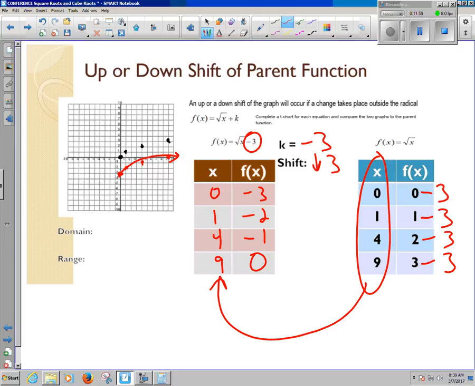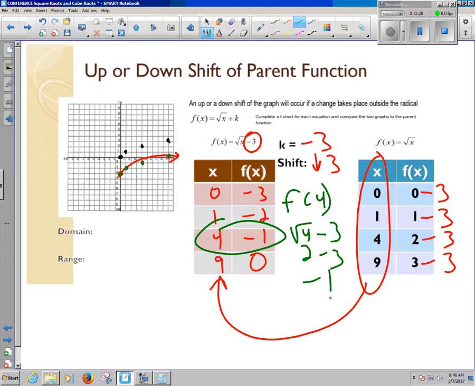And again, we'll just take a time to make sure these points are right. So as I look at my first one, 0, negative 3, that sure is right there. 1, negative 2, 4, negative 1, and then 9, 0. Okay. And again, if I take a look at one point just to double check, f of 4, well, that's going to be square root of 4 minus 3, which is going to be 2 minus 3, which would be minus 1. So that does match up. So there you have it.